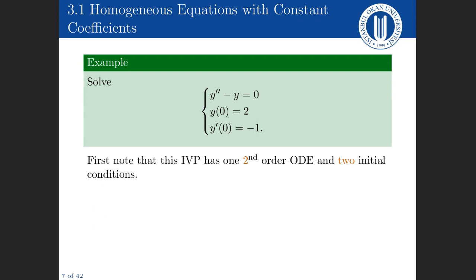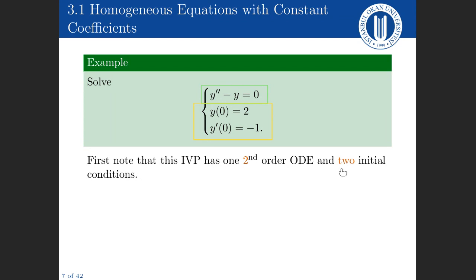Now an initial value problem. Solve the same differential equation, but now with two initial conditions: y of 0 is equal to 2, y prime of 0 is equal to minus 1. This initial value problem has a second order differential equation. Here it is. And it has two initial conditions. You'll notice the number 2 appears twice. It's a second order equation, and it has two initial conditions.